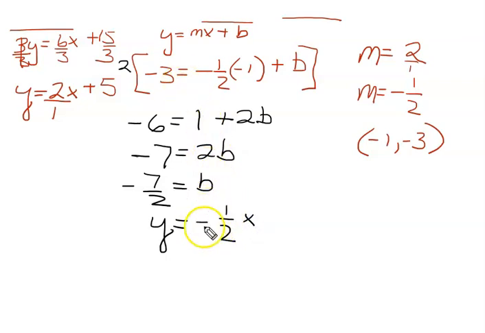Remember, the slope is only the numerical part. The x is just part of the formula. And now we have a new value for b, which is a -7/2. So let's go to our regular thing.